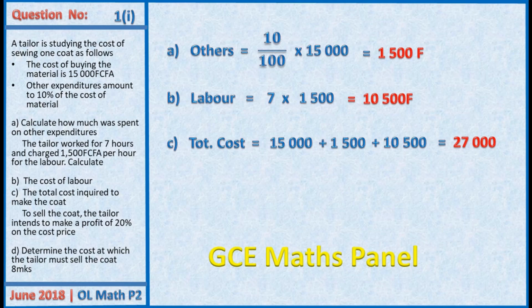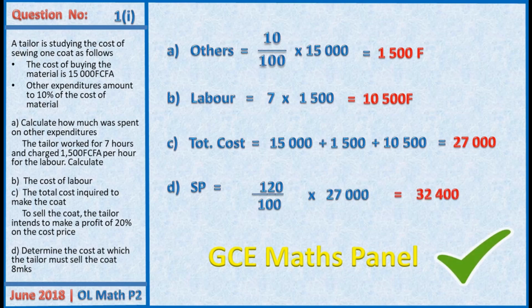D, but before D, a paragraph introduces D. To sell the coat, the tailor intends to make a profit of 20% on the cost price. So the cost price here is 100%, and the tailor intends to make a profit of 20%. So the selling price will be more than 100%, because selling price is cost price plus gain. The percentage selling price will be 120% because the tailor intends to make a gain. So this will give us 120% of the cost price, which is 27,000. 120 over 100 times 27,000 gives us 32,400. So the tailor must sell this coat at 32,400 to make a gain of 20%.